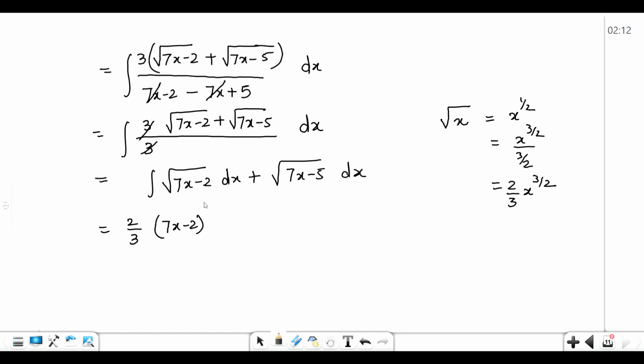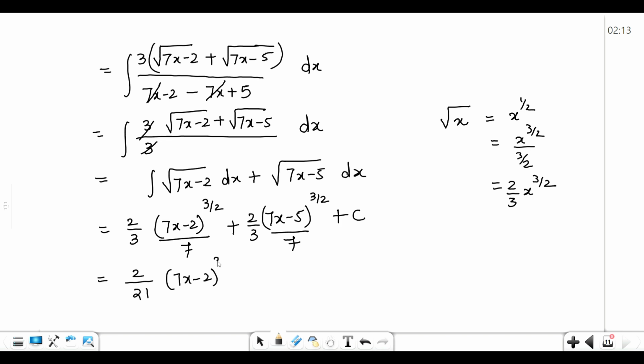Now we have the coefficient of x here, so we'll divide this by 7, plus here also (7x minus 5), 2 by 3 and the power 3 by 2. Here also the coefficient is 7, so we'll divide this by 7 plus c. Now you can multiply this: 7 times 3 is 21, 2 upon 21 (7x minus 2) to the power 3 by 2, here also 2 upon 21 (7x minus 5) to the power 3 by 2 plus c. That's it. So this is how you can solve this question.